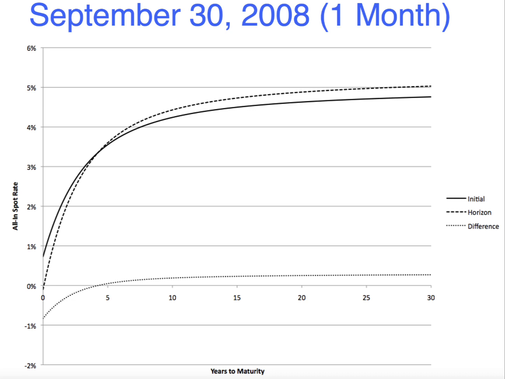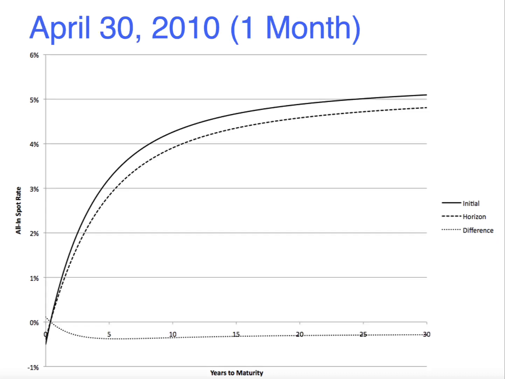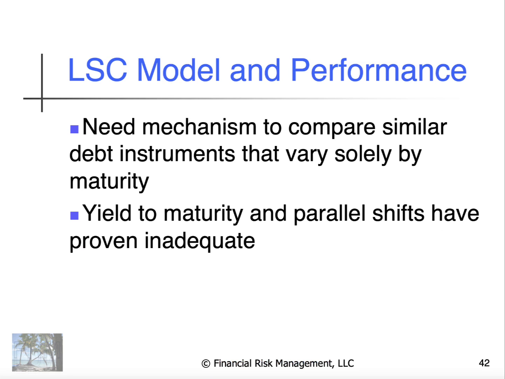And so if you ask somebody, did rates go up over this period on September 30th, 2008? Well, the answer is it depends. If we're talking about short rates, rates went down. If we're talking about long rates, they went up. In the case of April 30th, 2010, we have the opposite result that we had here, in that the short rate actually went up just a little bit, long rates went down. And so we need a mechanism to capture not only level changes, but slope and curvature changes. And that brings in the LSC model.